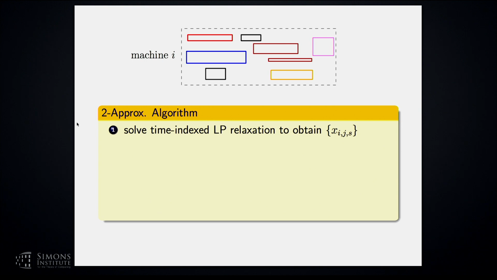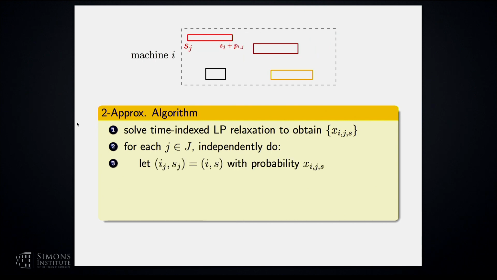So what is the 2 approximation algorithm using our LP? We first solve the LP to get a set of rectangles. Then for each job J, we will independently do the following. Remember, for every job J, we have a total height 1 of rectangles, and each rectangle is indexed by machine I and starting time s. I'm going to randomly choose 1 according to this distribution. Let ij, sj be the index of the rectangle for job j. Then conditioned on this rectangle, I choose the offset tau j, which is uniformly distributed between the starting point and ending point of this rectangle. So this is my tau j.